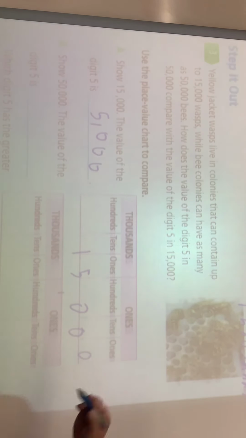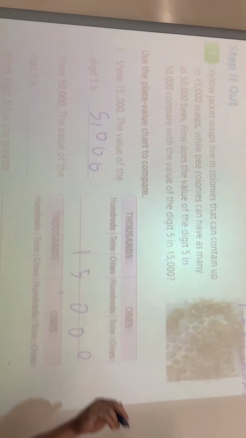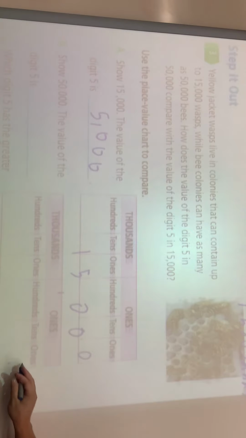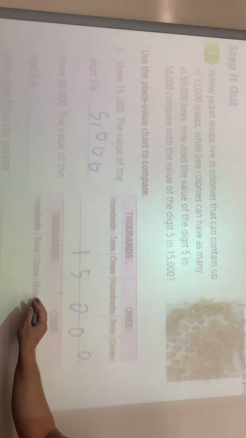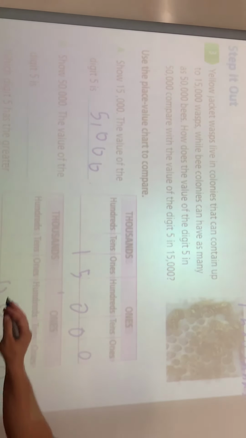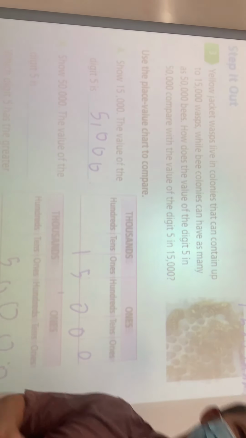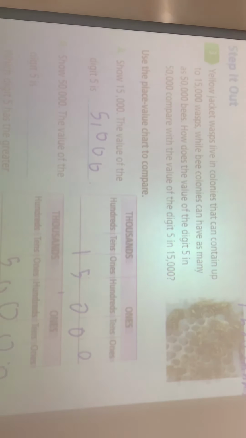How many for 50,000? How many ones? Okay, be filling this out as we go, guys. How many ones? 0. How many tens? How many hundreds? How many thousands? How many 10,000s? 5. 5 10,000s. Okay, guys, I'm going to check your book. I'm going to be looking to make sure your book looks like my book. You should be following along. Okay.